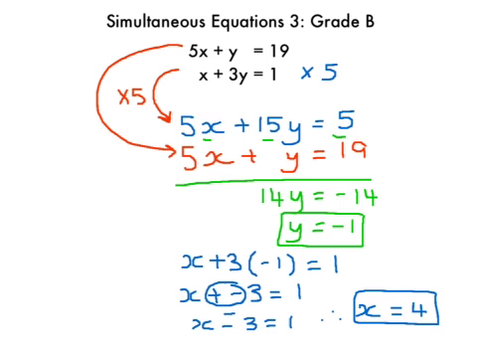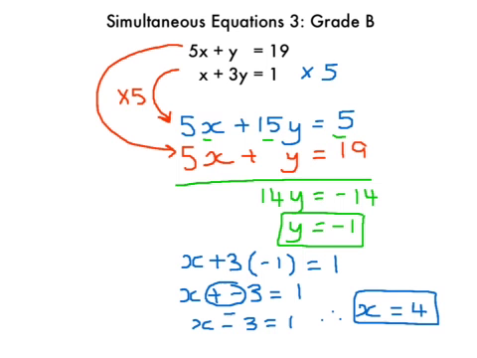Now, it's really important that you are writing down all of your working out, and also that you double check your work at the end. So I'm now going to substitute both my x and my y value into one of these equations to check that I'm correct. Again, I'm going to choose this bottom equation because that's what is appealing to me at the moment.